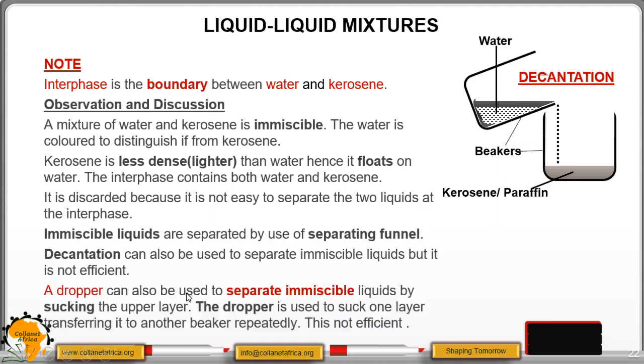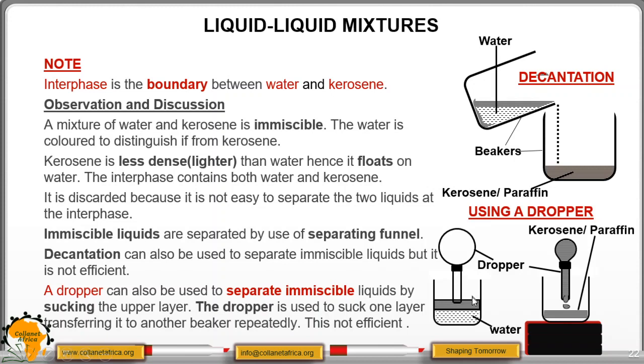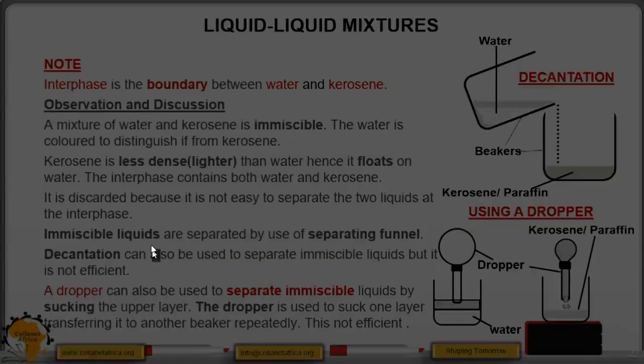A dropper can also be used to separate immiscible liquids by sucking the upper layer. The dropper is used to suck one layer, transferring to another beaker repeatedly. So the one that is being sucked by the dropper is the lighter liquid or the less dense liquid. In this case, paraffin is less dense, so it is sucked and transferred to another beaker. So this is also not an efficient method of separating immiscible liquids.